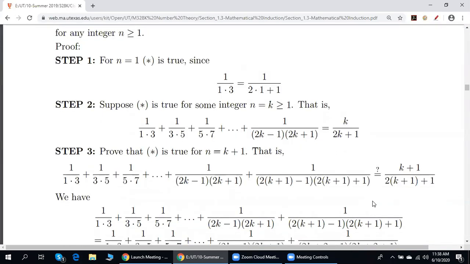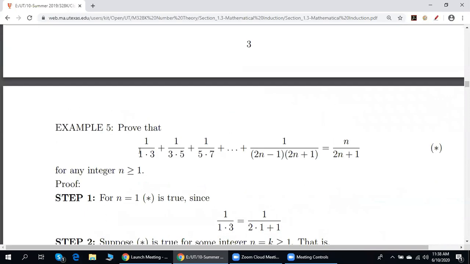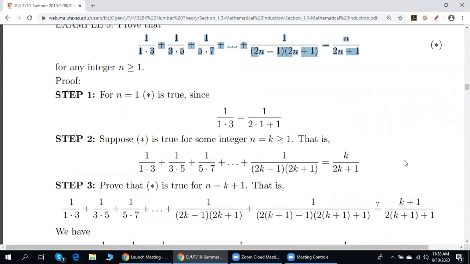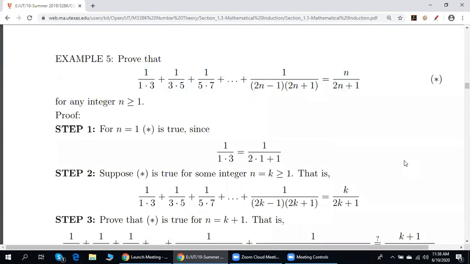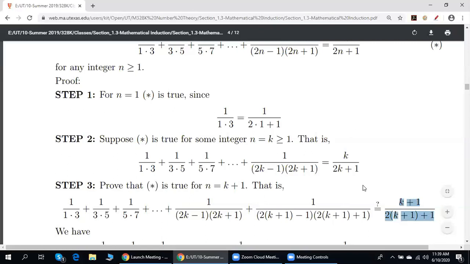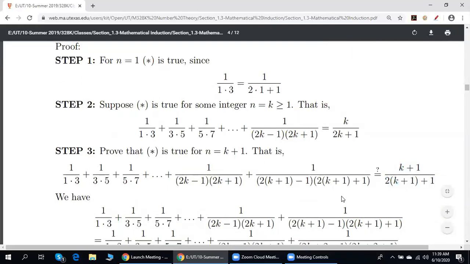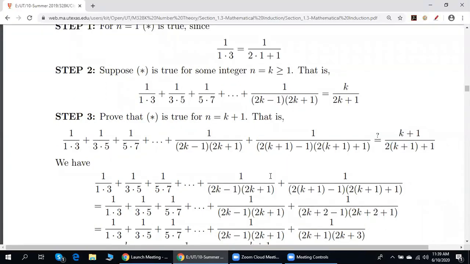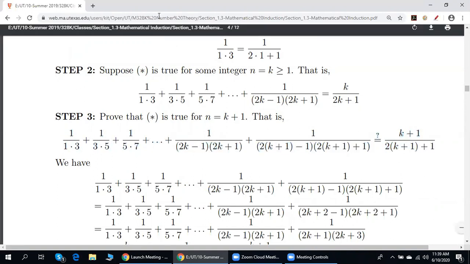And now, the hard part is step 3. Now we want to prove that this is true for n is equal to k plus 1. So, step 1, we replace n here, here, here, and here by k plus 1. Done. And again, for convenience, let us write down the previous term. We will need it in a moment in order to prove this, because we will use step 2.